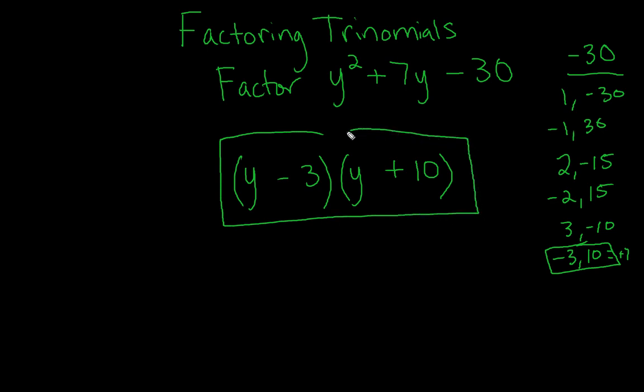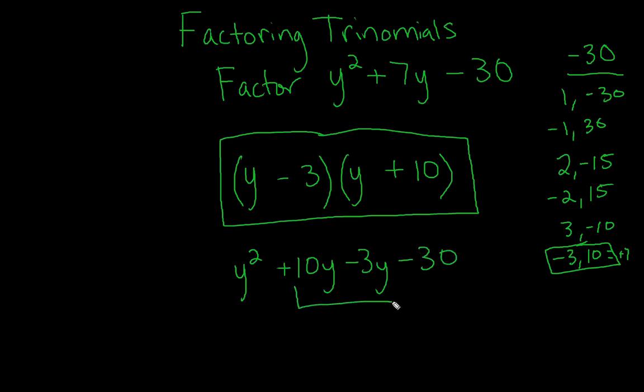But how do we know if this is right? Well, we can find if this is right by just multiplying this back out. So if we multiply first times the first, that gives us y squared. Multiply the outside times the outside, that gives us a positive 10y. Inside times inside gives us negative 3y. And the last times the last gives us a negative 30.